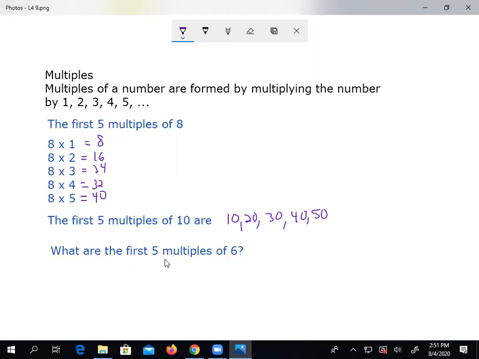So what are your first 5 multiples of 6? The first 5 multiples of 6, well, 6 times 1 is 6. 6 times 2 is 12. 6 times 3 is 18. 6 times 4 is 24. And 6 times 5 would be 30. And that would be your multiples of 6.